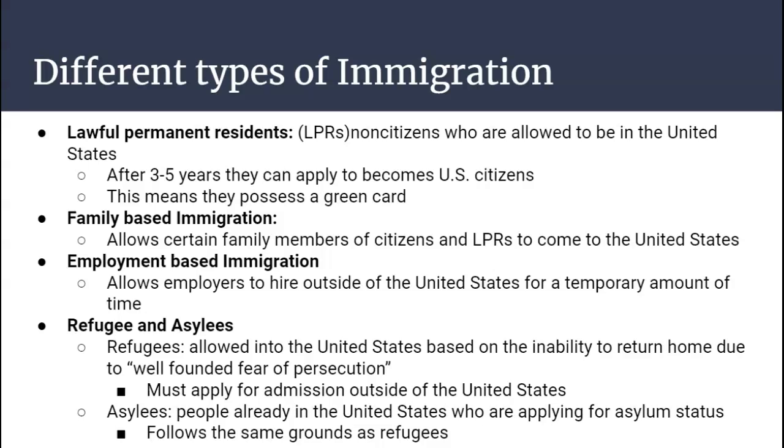The other type of immigration is employment-based immigration. And so this allows employers to hire outside of the United States for a temporary amount of time. However, it's important to remember that there's limitations on the amount of visas that we can give out to people as well. They set a number. So for instance, there's only 40,000 visas available for skilled workers right now.